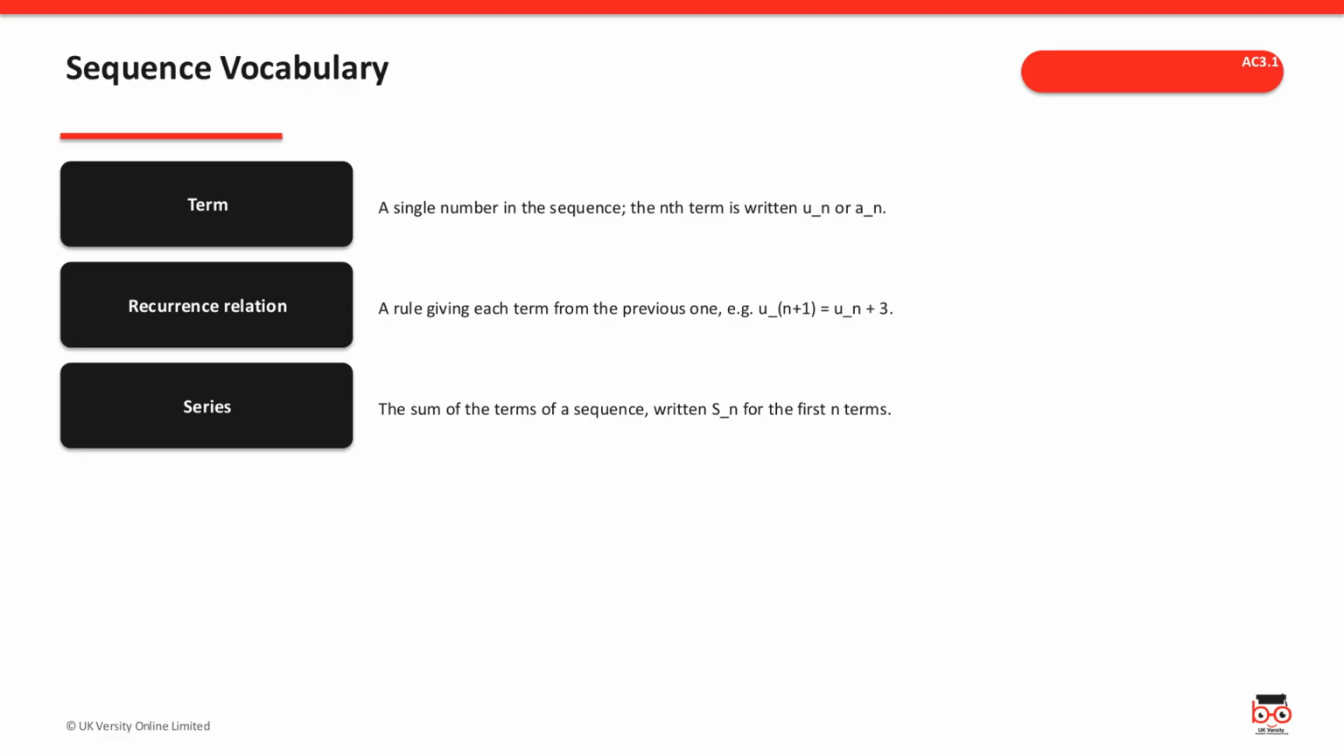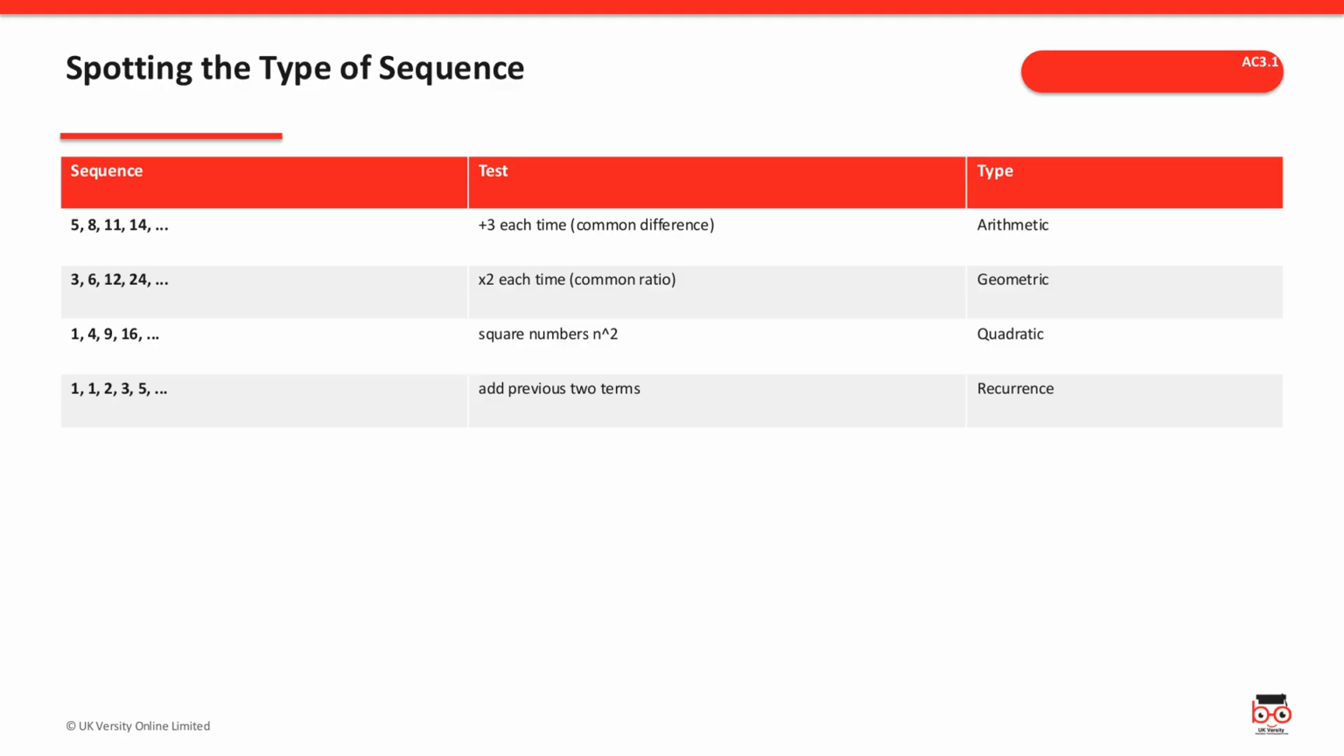Let's fix the vocabulary first. A term is a single number in the sequence, and the nth term is written u sub n. A recurrence relation is a rule that builds each term from the previous one, such as u sub n plus 1 equals u sub n plus 3. And a series is the sum of the terms, written s sub n for the sum of the first n of them. A quick way to classify a sequence is to test how it grows.